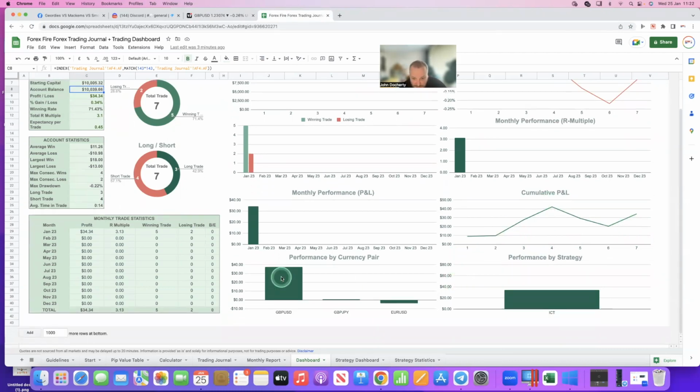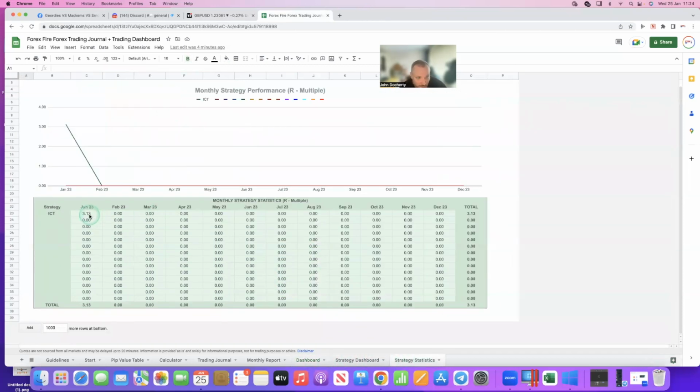From there, we've got GBP USD, GBP JPY, and Euro USD. This one's in the negative, which is to be expected. ICT trading performance. Again, we go to the statistics on the strategy. The Sharpe ratio has now come back up.